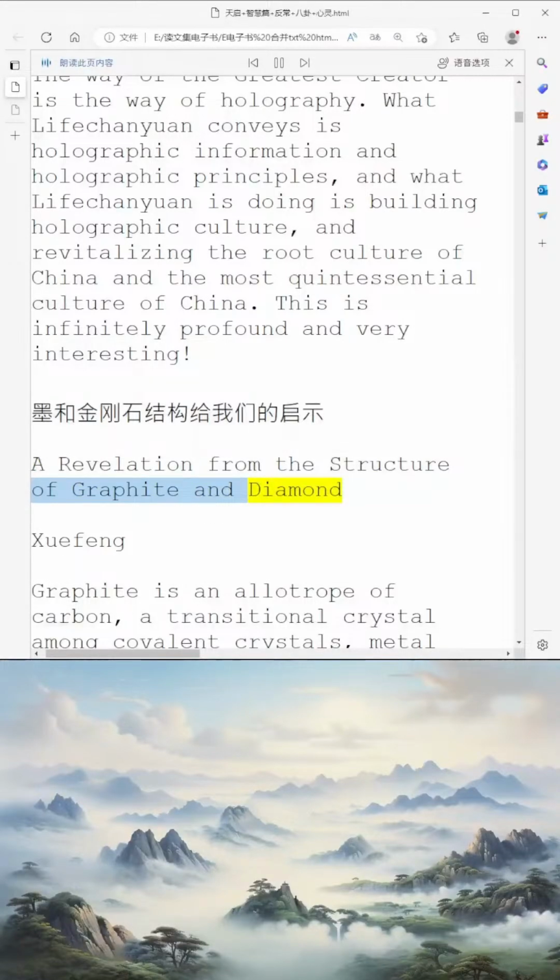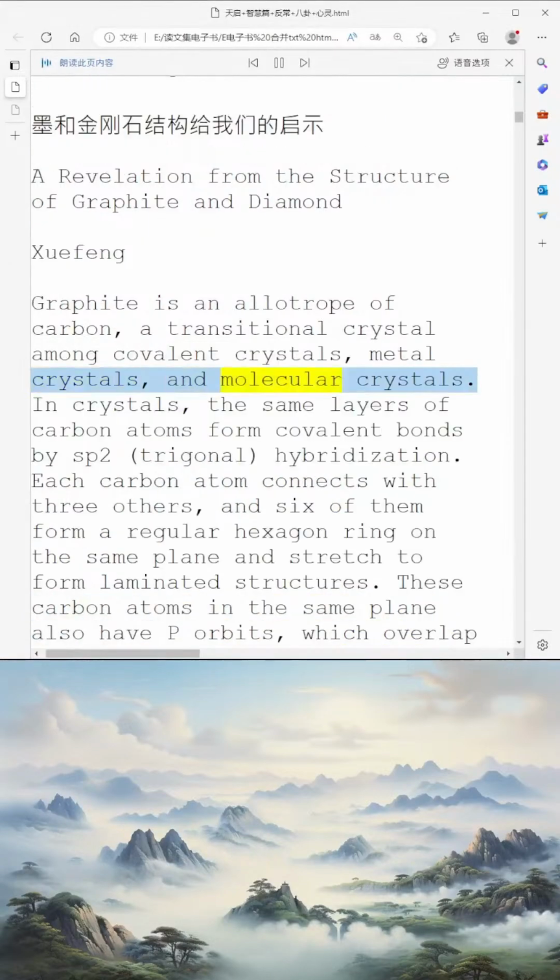Graphite and diamond. Xiefeng. Graphite is an allotrope of carbon, a transitional crystal among covalent crystals, metal crystals, and molecular crystals. In crystals, the same layers of carbon atoms form covalent bonds by sp2 trigonal hybridization. Each carbon atom connects with 3 others, and 6 of them form a regular hexagon ring on the same plane and stretch to form laminated structures.